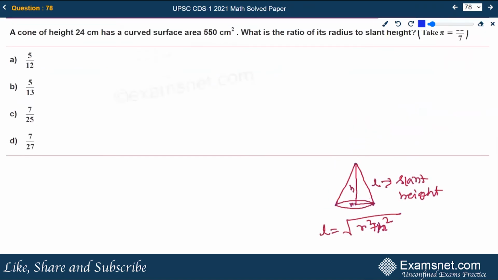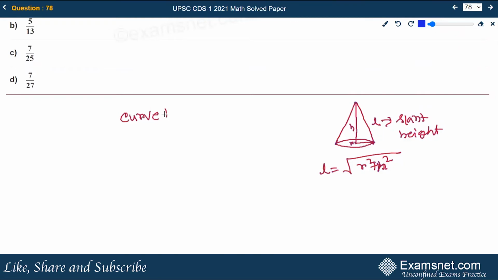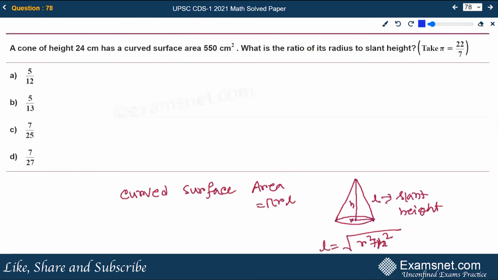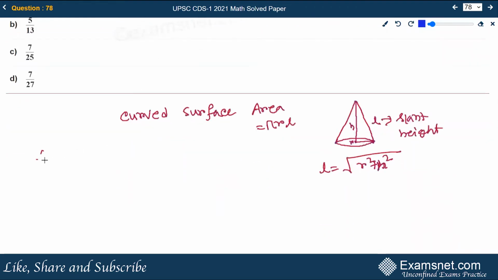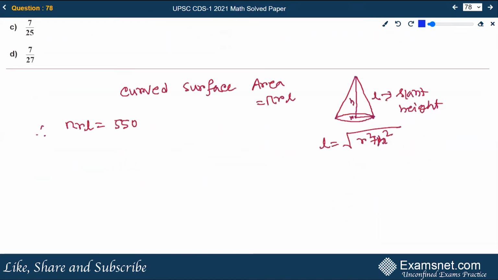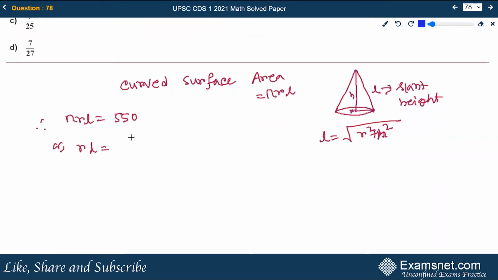Now the formula for the curved surface area of a cone is pi r L. Here we are given pi r L equals 550 centimeter square. From here I can find r L, the product of r and L, which is 22,725... so r L is 175. Let's name it equation number 1. Probably it will be helpful for us going forward.